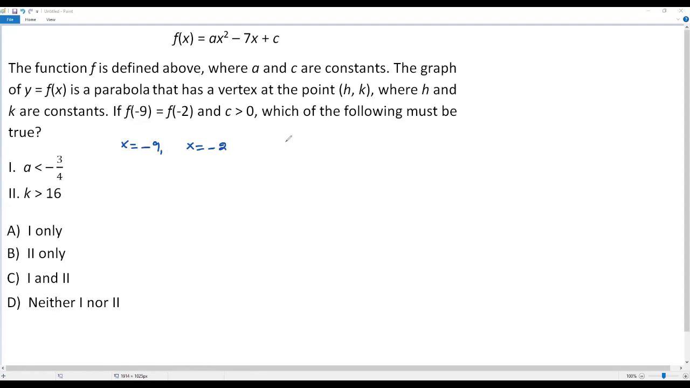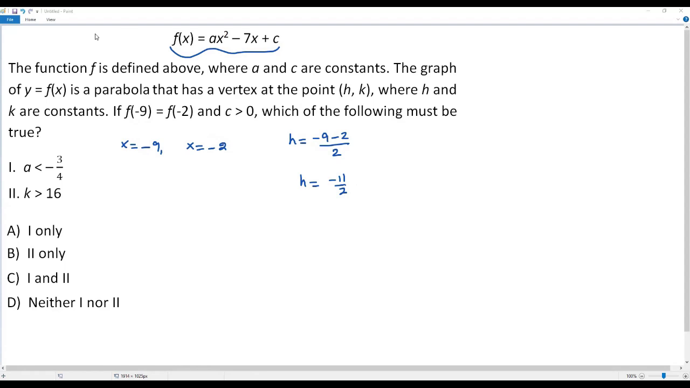Now let me get the average of these two x values, negative 9 and negative 2. I have to add them and divide by the number of values, that is 2. Then I am getting h equals negative 11 over 2. Here I got the x coordinate of the vertex. Now let's consider the given quadratic function.